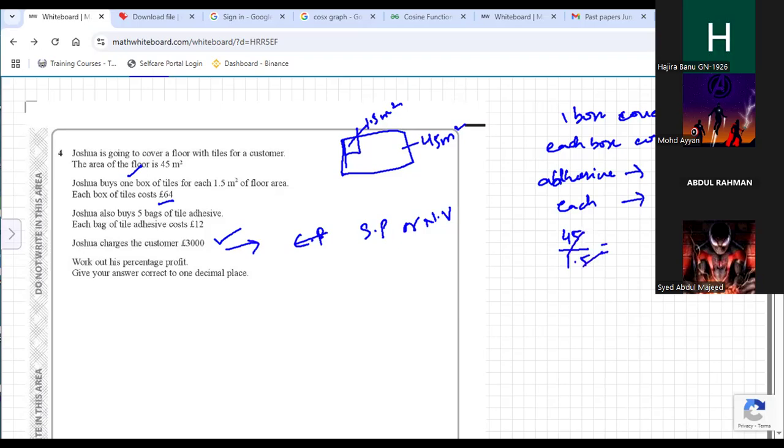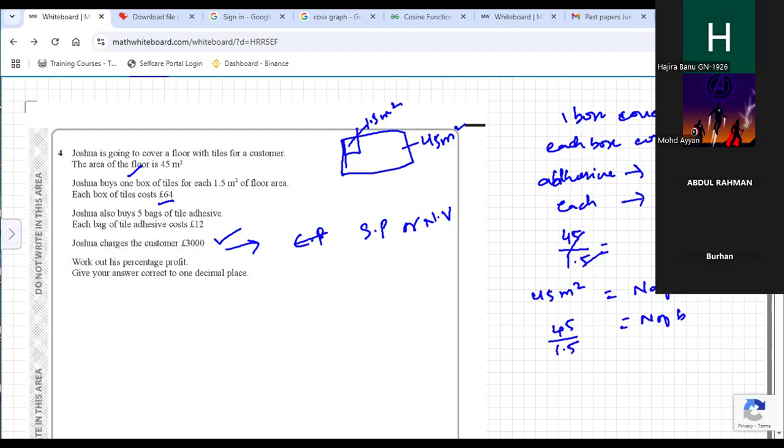So basically it's like that. For 45 meters square, number of boxes into 1.5. So if we want to find how many boxes are required, simply do 45 by 1.5. How much will it be? 45 by 1.5, 30.